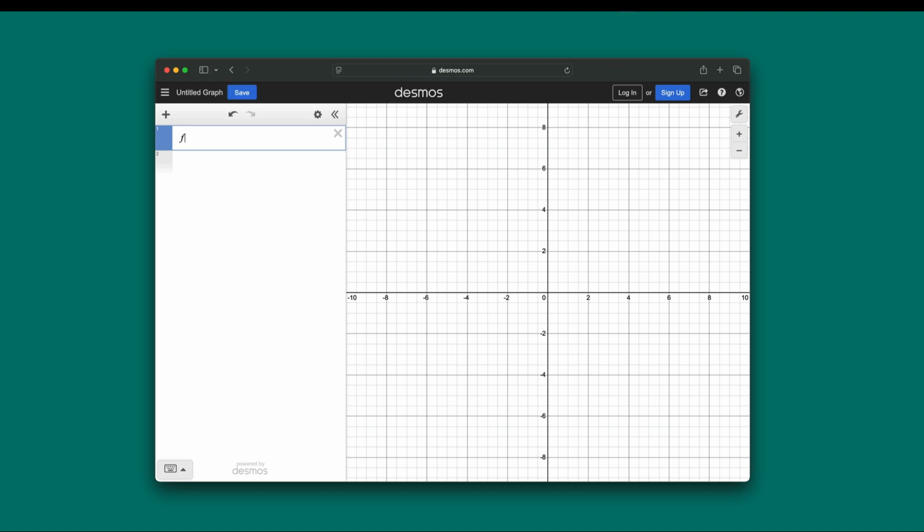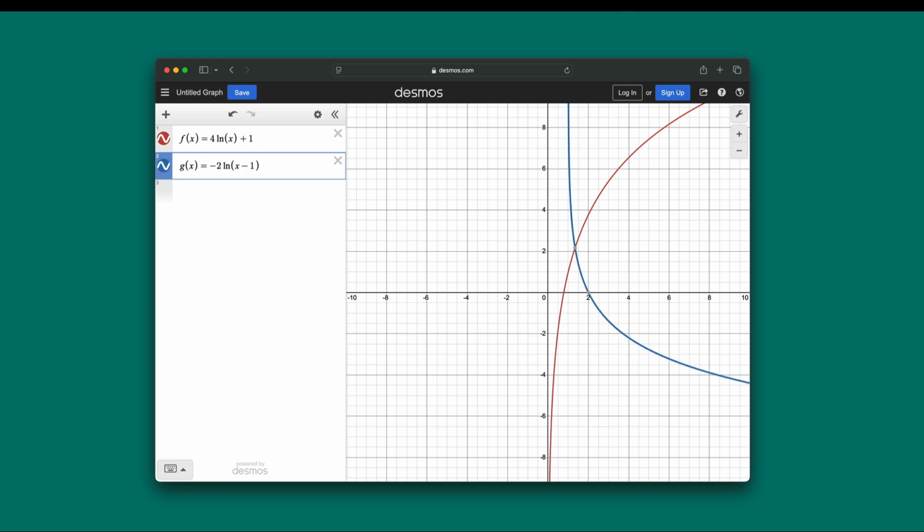So the left-hand side of the equation I'll call f of x, and it's the function 4 times ln of x plus 1. And the right-hand side of the equation we'll call g of x, and that function is equal to negative 2 ln of x minus 1.